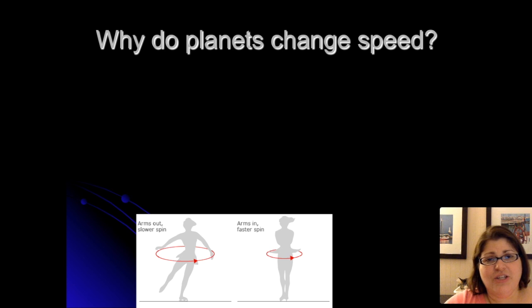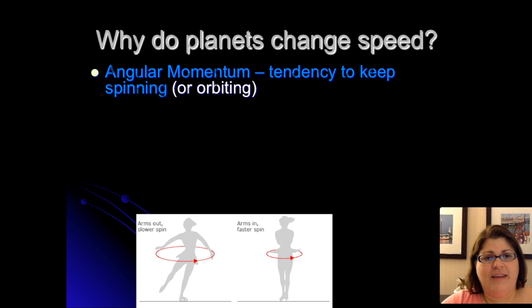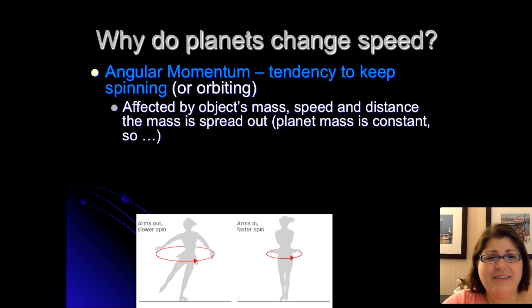Another reason why planets change their speed has to do with an idea of angular momentum. Angular momentum is the tendency of an object to keep spinning, or in our case, orbiting. Now this gets a little complicated, but we're going to keep it simple. So angular momentum, in other words, let's call it a desire, even though it's not alive. The desire to keep spinning is affected by three things.